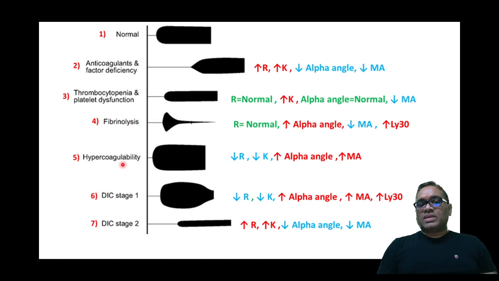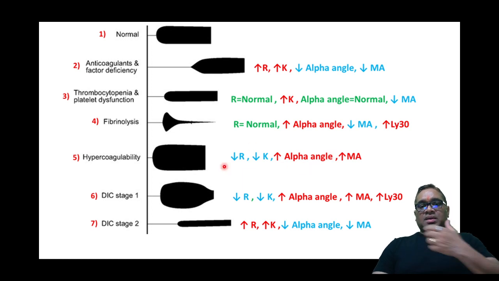So in a hypercoagulable condition, what are you going to see? Can you see the R time here, and can you see the R time here? Hypercoagulability means there is more coagulation, means there is a greater number of clot factors, or excessive clot factor is present. So that is why R time will be shorter. K time will be shorter. So R and K both are shorter, right?